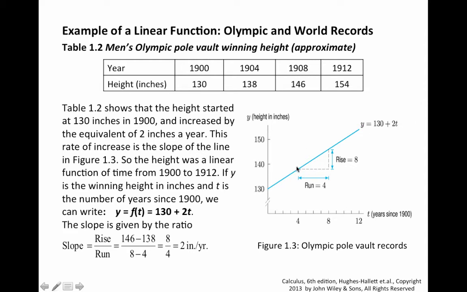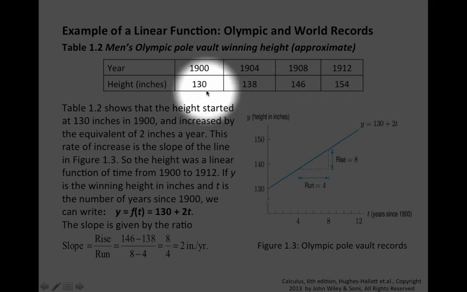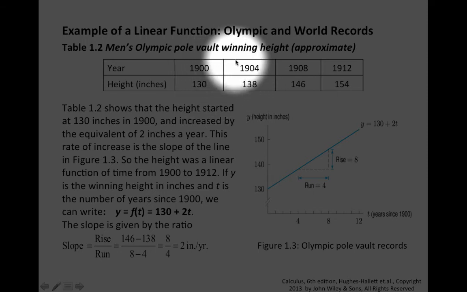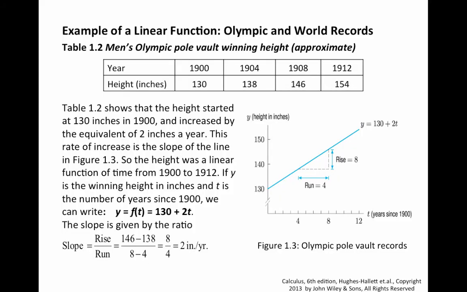Well, maybe we'll take a minute here because it is so important. The change each year in the height of the pole vault went from 130 to 138 over 4 years. So that change in 8 inches over 4 years means that the ratio of height to year was 8 to 4, or we'd say 2 inches per year. Now you'll notice that same ratio of a change from 138 to 146, that's 8 inches over the 4 years from 1904 to 1908, shows once again the slope, or the rate of increase, was 2 inches per year.